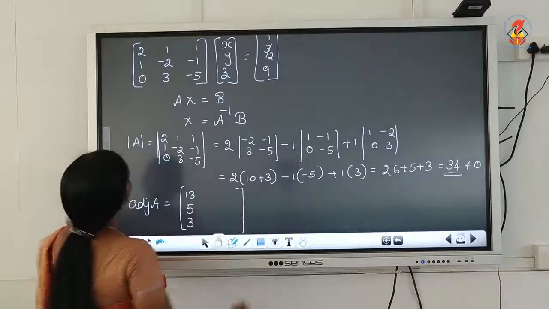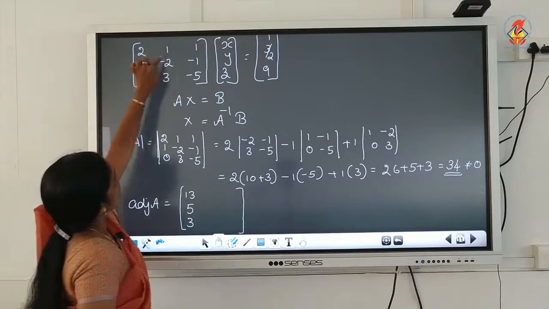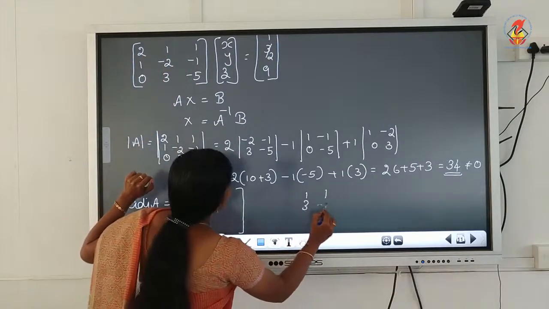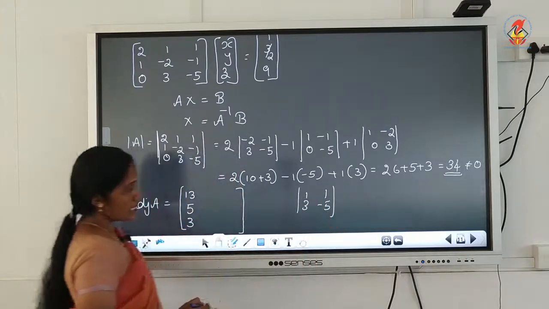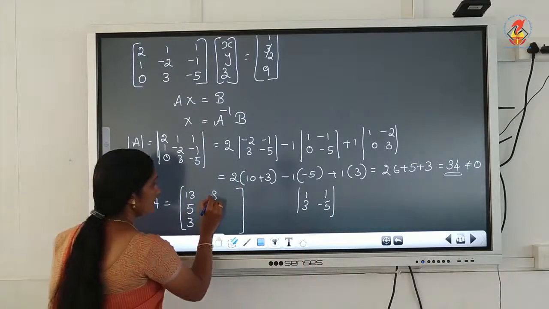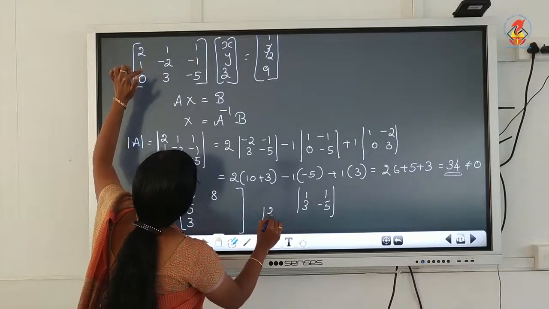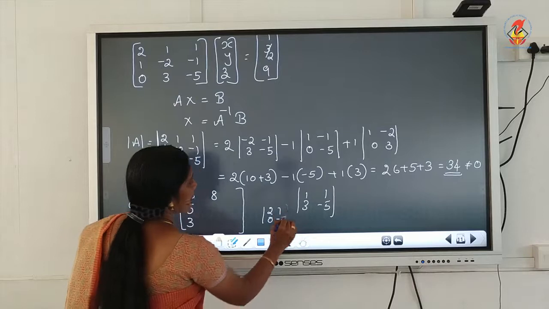Now next row 1. 1 is 1, 1, 3 minus 5. That is minus 8. But change the sign, 8. Now minus 2 is 2, 1, 0 minus 5. That is minus 10.